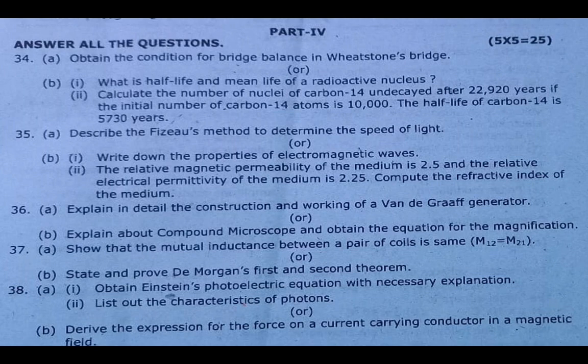And question number 35. Part A. Describe the physics method to determine the speed of light. Or B. B question, first and second part. First part, write down the properties of electromagnetic waves. The second one, that is, the relative magnetic permeability of the medium is 2.5 and the relative electrical permittivity of the medium is 2.25. Compute the refractive index of the medium.